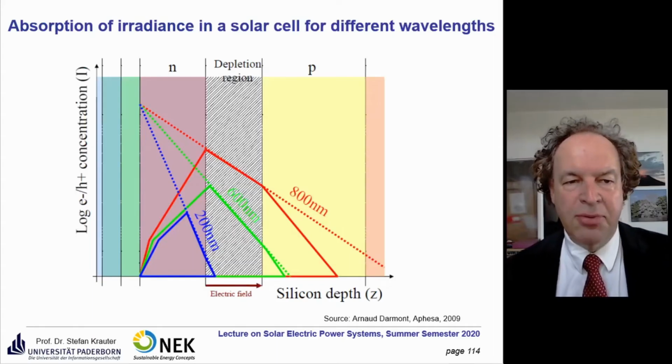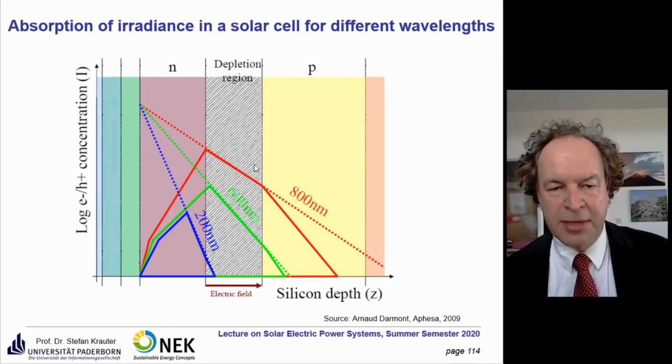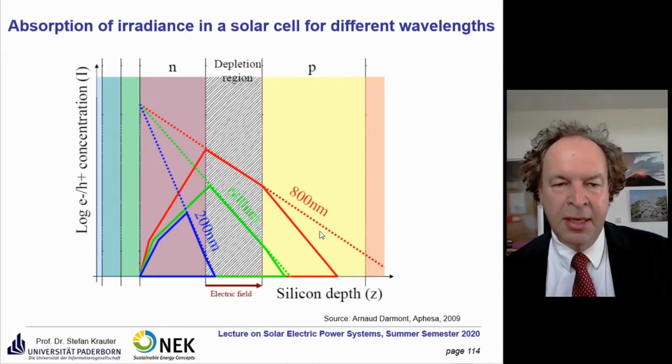Here you see the absorption inside a solar cell at different wavelengths. So you have here the top of the solar cell, and you see here first the red part. This is red and infrared irradiance. It penetrates very deep into the crystal without being absorbed. But a big part is in the electrical field, the so-called depletion region, where it can create electron-hole pairs and participate in the photovoltaic process.